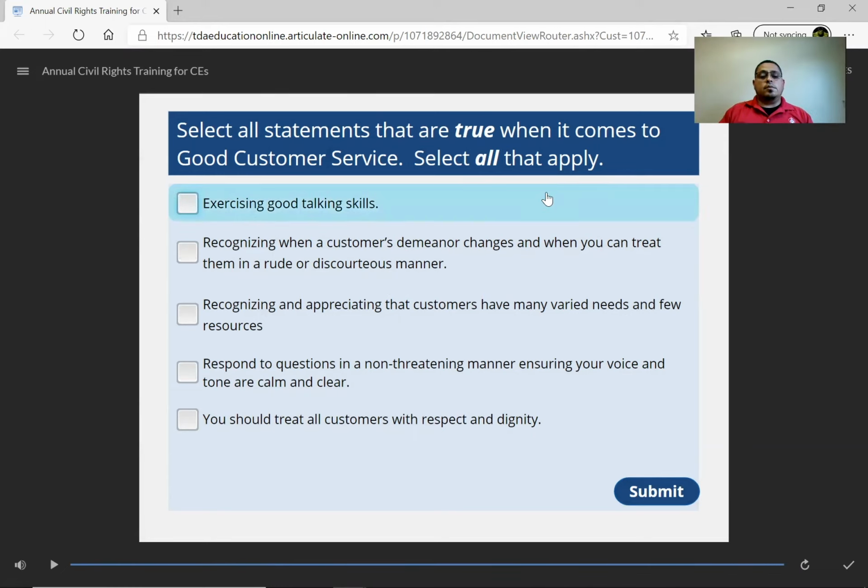Exercising good talking skills. Recognizing when a customer's demeanor changes and when you can treat them in a rude or discourteous manner. Recognizing and appreciating that the customer has many varied needs and few resources. Respond to questions in a non-threatening manner, ensuring your voice and tone are calm and clear. You should treat all customers with respect and dignity. Recognizing and appreciating the customer. Respond to the questions in a non-threatening manner, and you should treat all customers with respect.